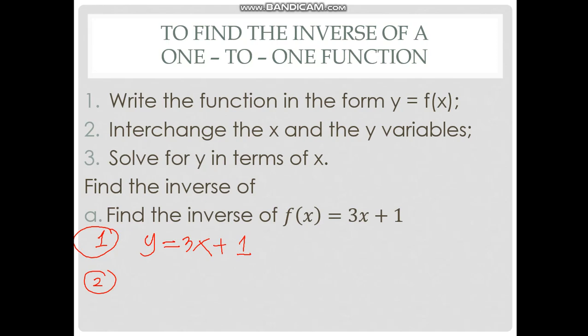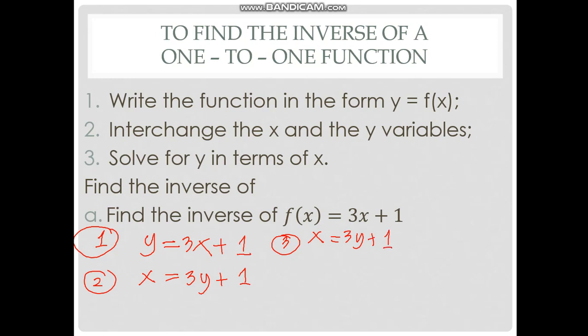For step 2, you are going to interchange the x and the y variables. In other words, all y will become x and all x will become y. So your y here will become x, your x here will become y. So x is equal to 3y plus 1. That is for step 2. Now for step 3, solve for y in terms of x. So balik tayo sa step 2. So that is x equals 3y plus 1.